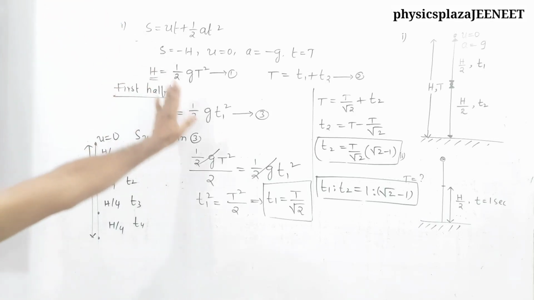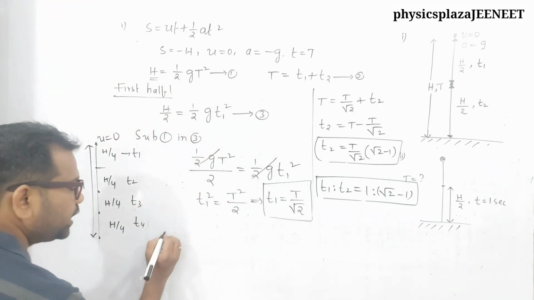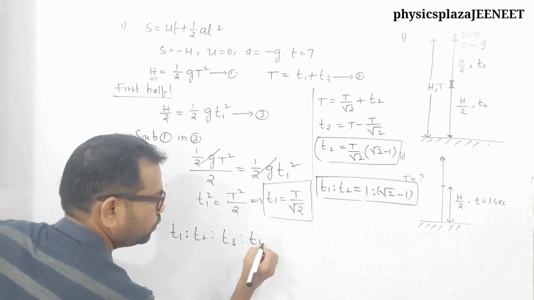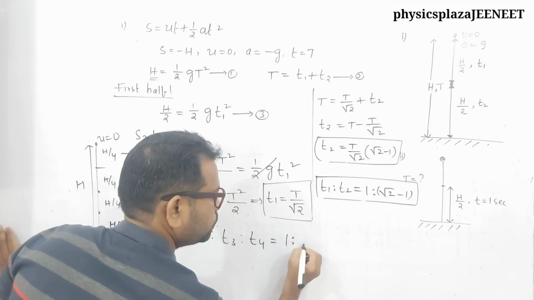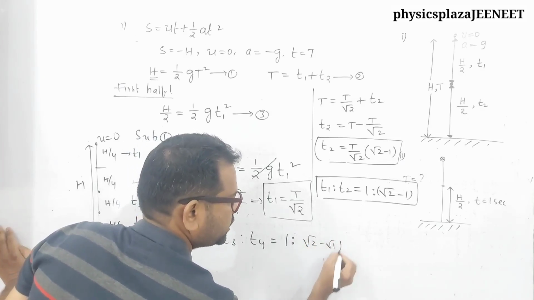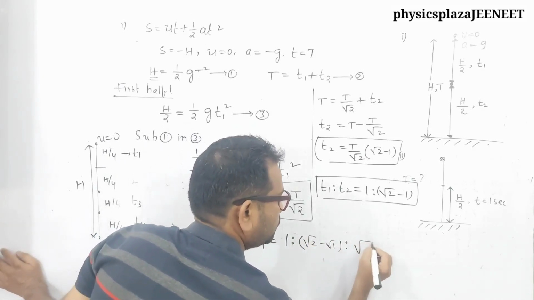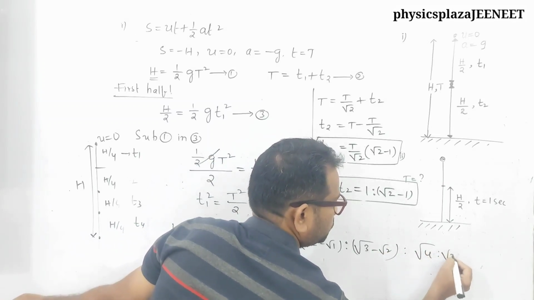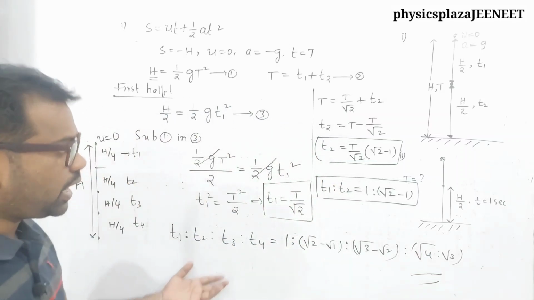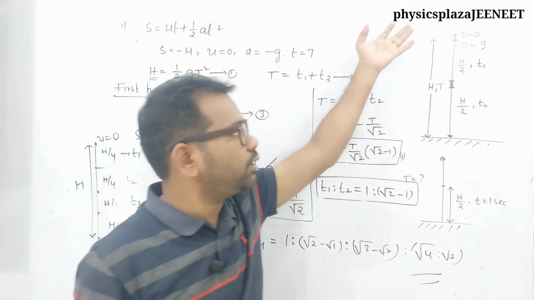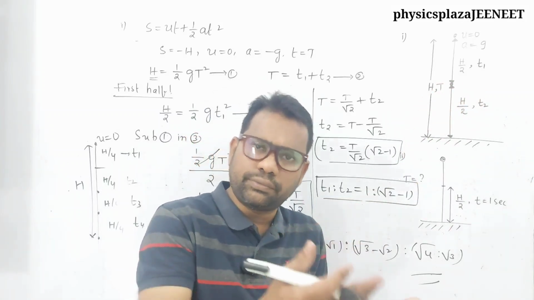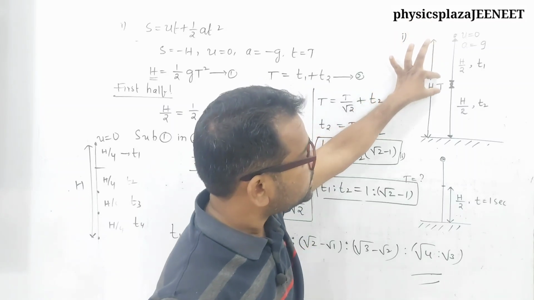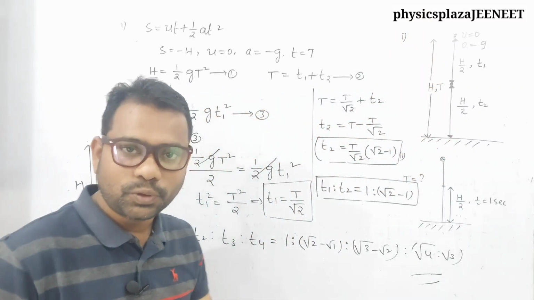Children, apply the same concept. What will you get? You will get t1 is to t2 is to t3 is to t4 is equal to 1 is to root 2 minus root 1, is to root 3 minus root 2, is to root 4 minus root 3. So this is how you will get. Children, it's very important. Apply the same concept. Once you can find t1, t2, it's very easy to find t3, t4, t5, t6, whatever it may be. But the thing is that it has to cover the same heights. Then only this concept is applicable.